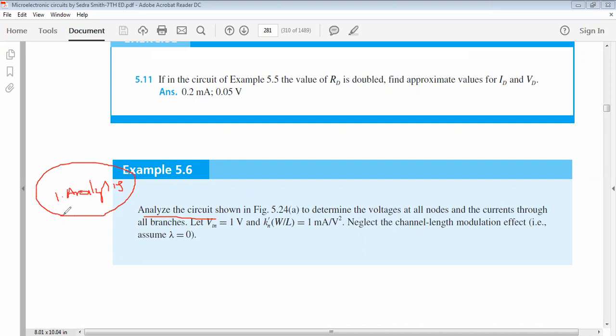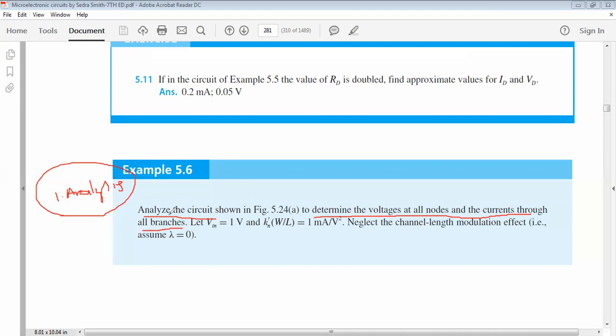Once again, what is meant by analysis? In the circuit, you know everything: resistor values, VDD, power supplies, and constant values, etc. Only thing is, by using your network theory analysis concepts, you have to find node voltages and branch currents. Okay, to determine the voltage at all nodes and current through all branches, that problem is the analysis problem.